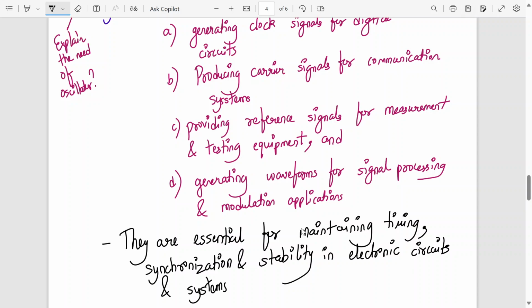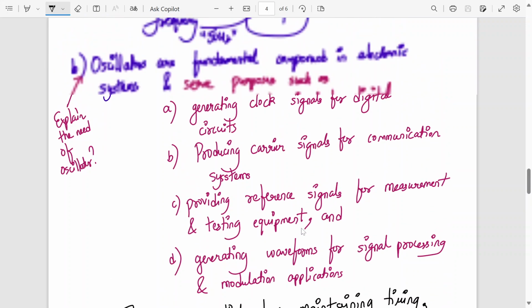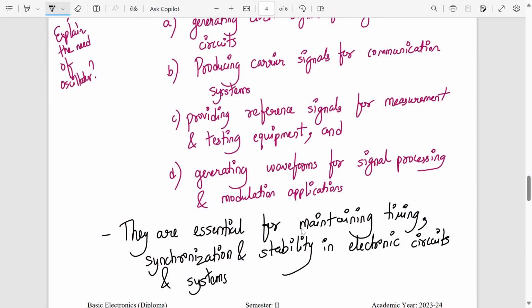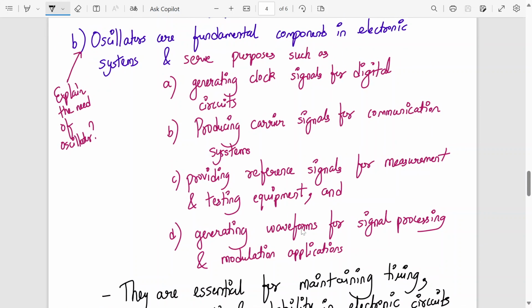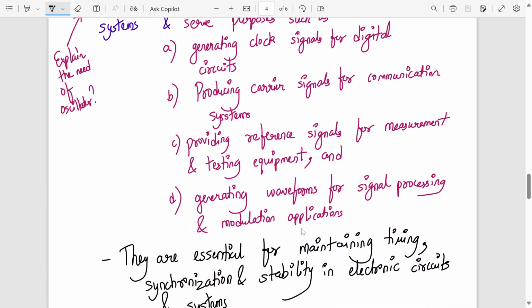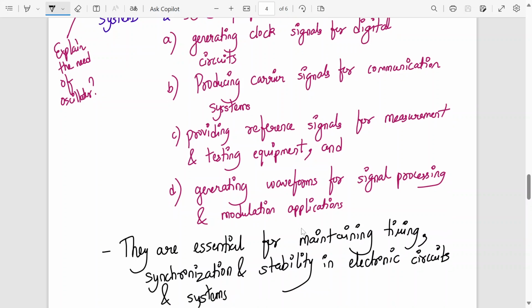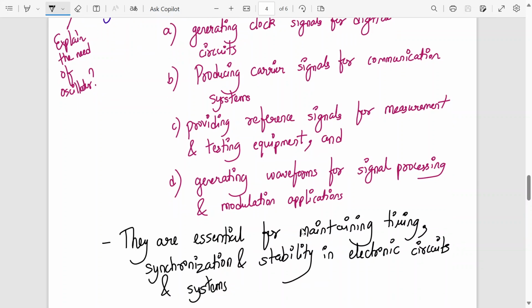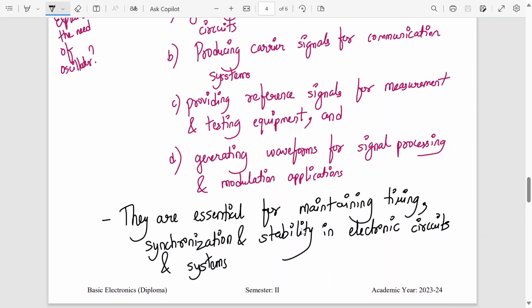Alright, so this is the answer to the question. Explain the need of the oscillator. So you will explain. Please write it down. Oscillators are fundamental components in electronic systems and serve purposes such as generating clock signals for digital circuits, providing carrier signals for communication systems, providing reference signals for measurements and testing equipment, and generating waveforms for signal processing and modulation applications. They are also essential for maintaining timing, synchronization and stability in electronic circuits and systems. So this will be your answer to the question of explain the need of oscillator.